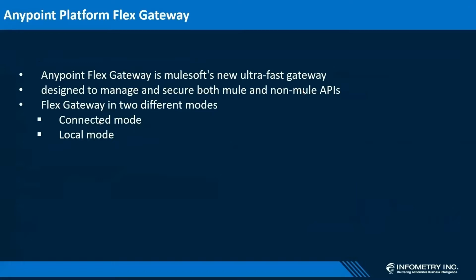Anypoint Flex Gateway is MuleSoft's new ultra-fast gateway designed to manage and secure both the Mule and non-Mule APIs. It can be run on a public cloud or on-prem. We can run Flex Gateway in 2 different modes: connected mode by using Anypoint Platform Web User Interface, and local mode by using YAML config files.